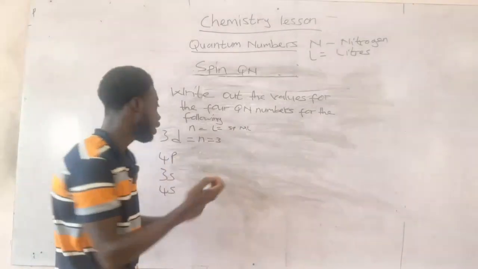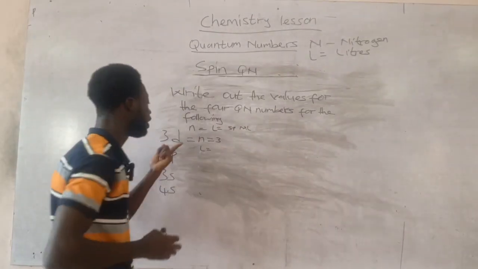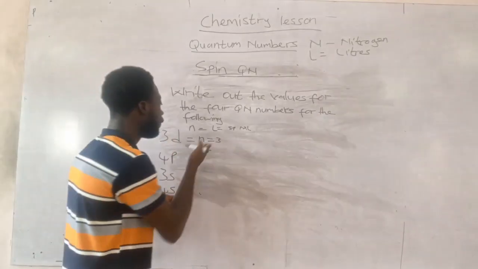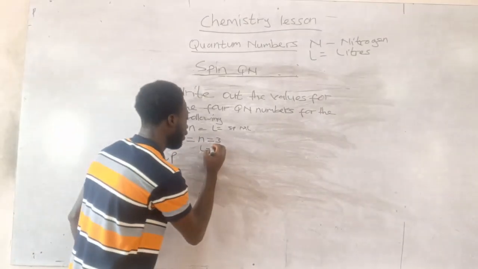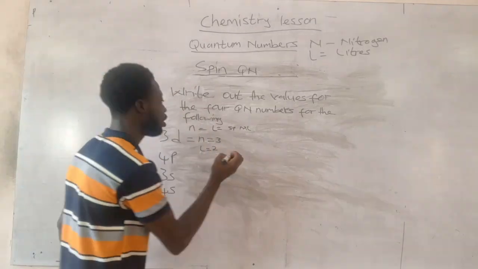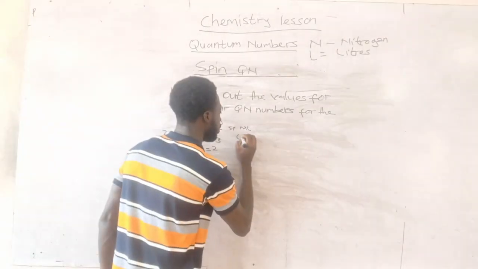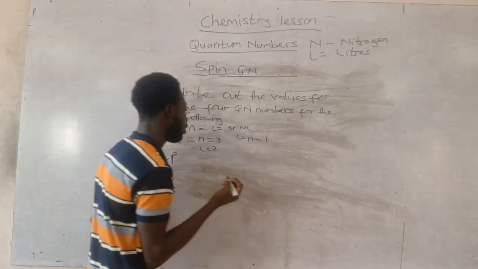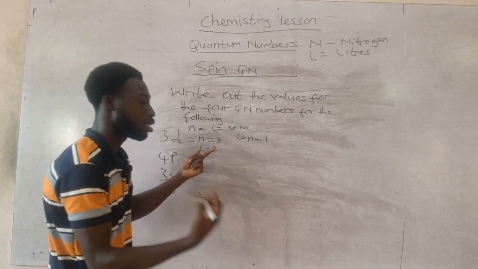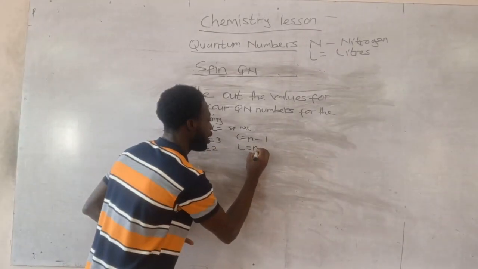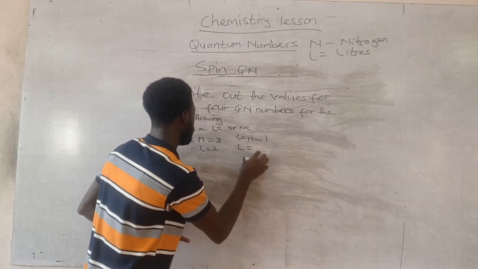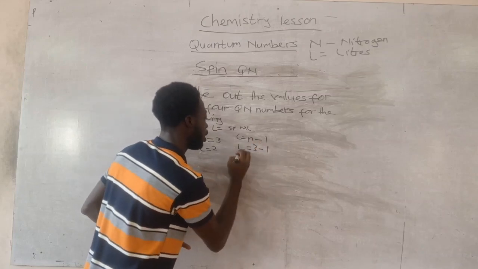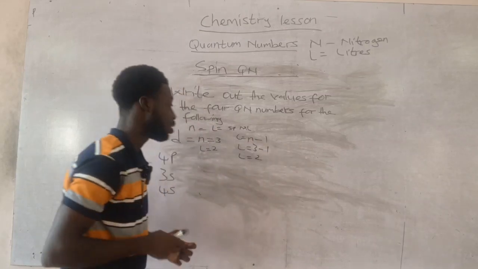Now, what is our L here? Our L is the d orbital. So if n is equal to 3, our L will be 2. When you put it in the formula, I told you that we have a formula: L is equal to n minus 1. Our n is 3, so 3 minus 1, our L is equal to 2.